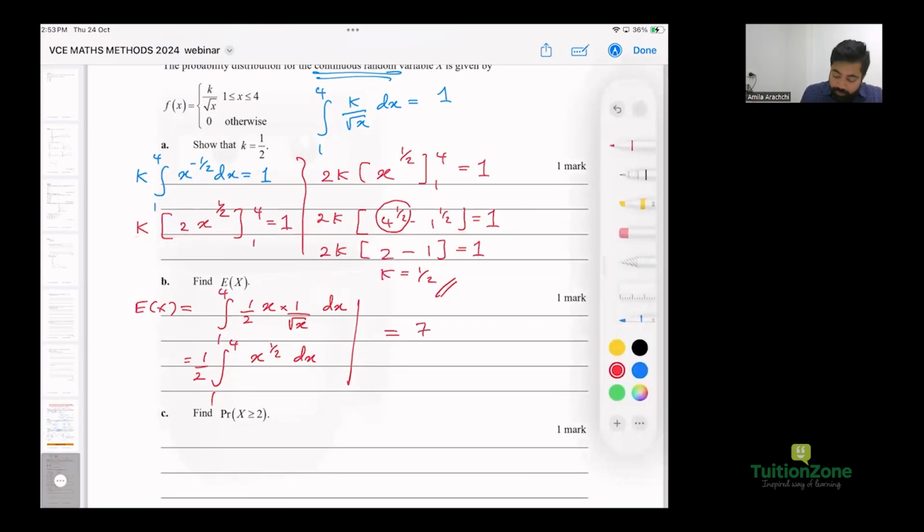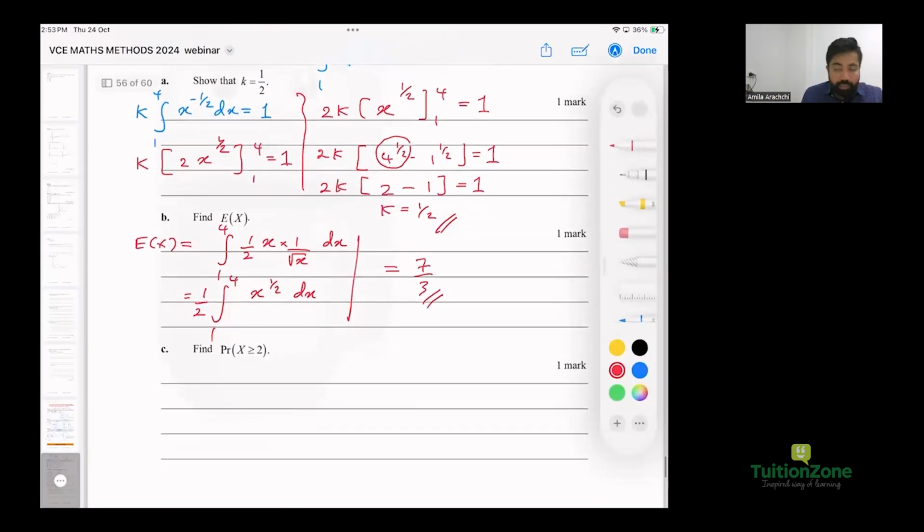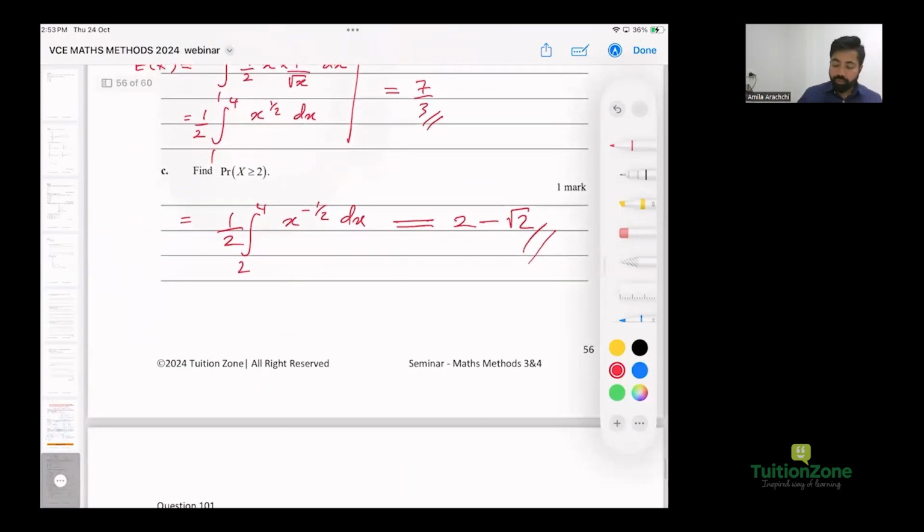I'll try part C now. Find P(X is greater than or equal to 2). This is very simple, isn't it? Just write the equation and don't worry about finding it, which is from 2 to 4. I took the 1 over 2 out. Yep, work it out. You get the answer 2 minus root 2. Just write it down. I'm not worried too much. You got the method. Perfect.